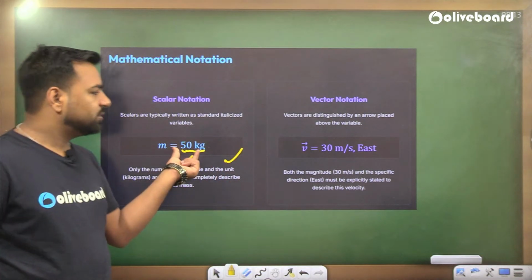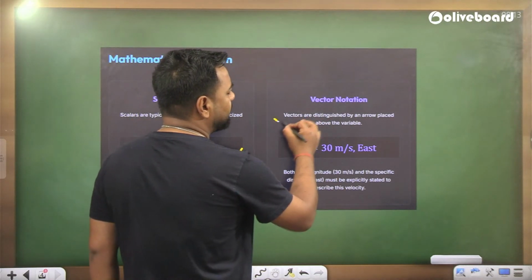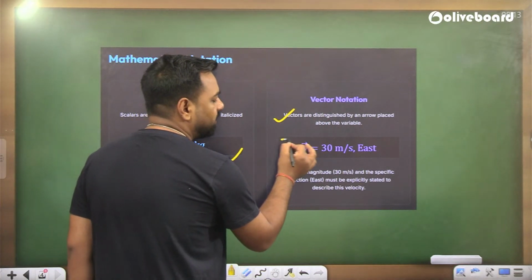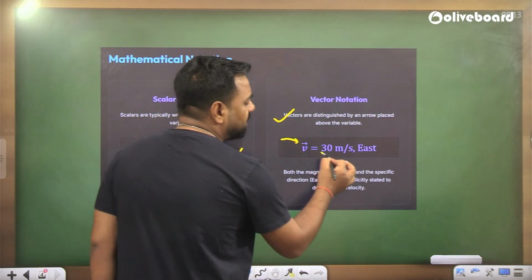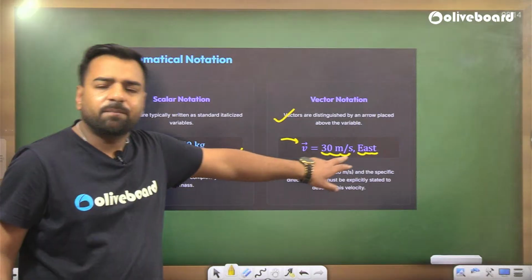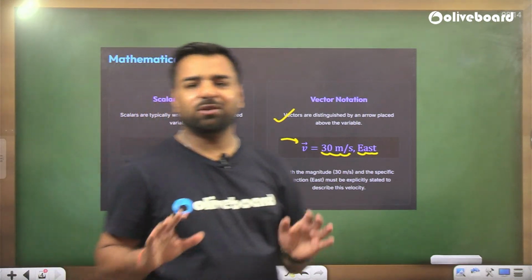So here no direction is involved. But if I talk about vector notation, vectors are distinguished by an arrow placed above the variable like this. We're talking about this arrow, and it is 30 meter per second in the east. So this is basically the magnitude and this is the direction. So this was all about the theoretical portion.